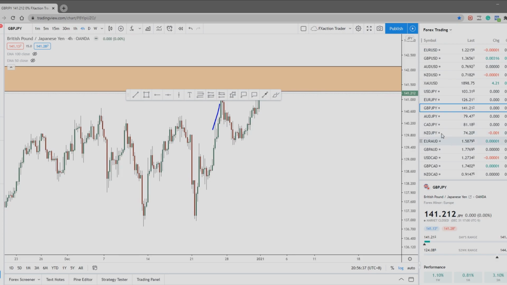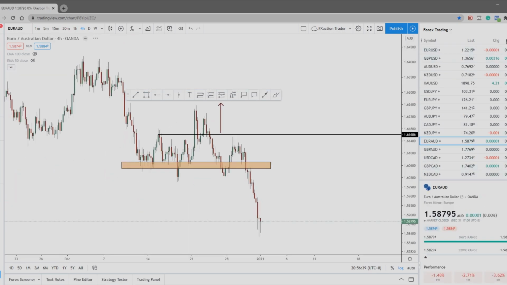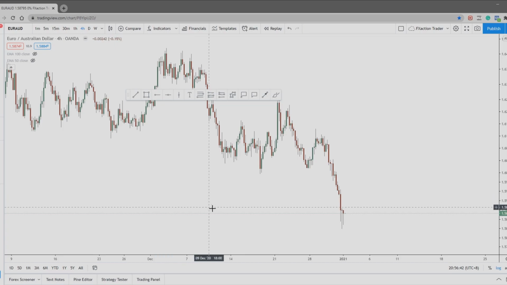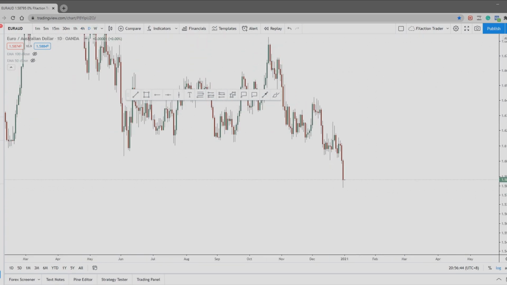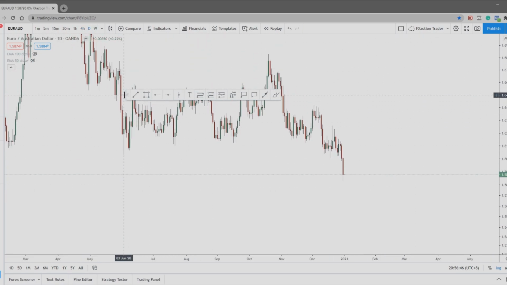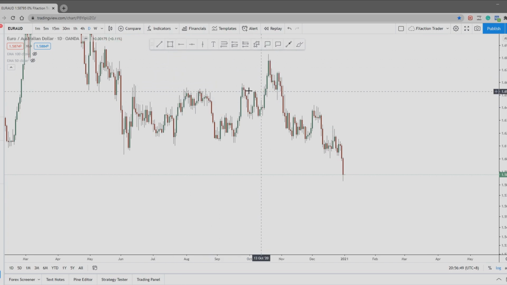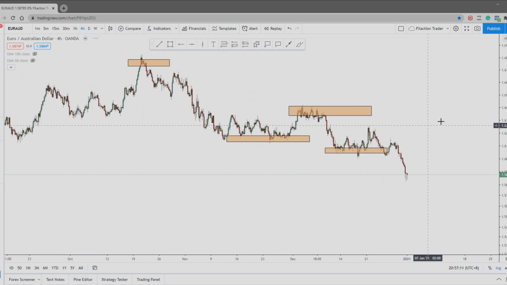And let us have a look at the Euro Aussie. On the Euro Aussie daily chart, obviously it is a downtrend, a very nice and very clear downtrend, because we have all the lower highs and also very clear lower lows. So when this happens on the daily chart, we can confidently say that the market is now in a very clear downtrend.